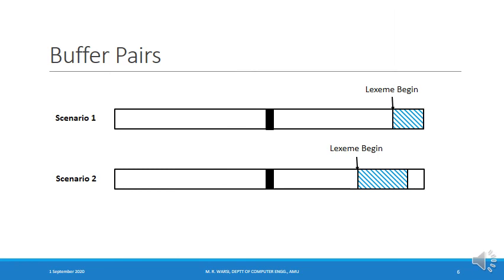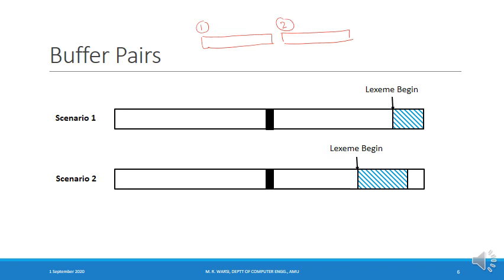Let's now talk about another scheme which is based upon buffer pairs. In this scheme, instead of using a single buffer, I am using a pair of buffers. And let me refer to them as buffer number 1 and buffer number 2.